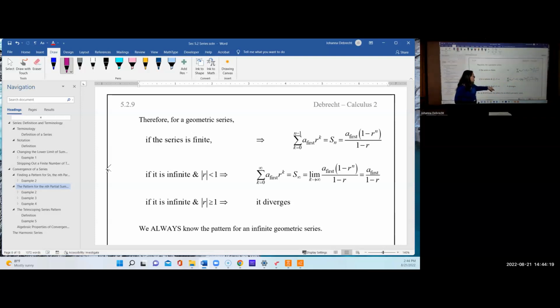If the magnitude is greater than or equal to 1, so -1 or 1, or above or below, we know that it diverges. It blows up to infinity. In other words, we always know what the pattern is for an infinite geometric series. These are one of the two where you can say exactly what the value of it is.